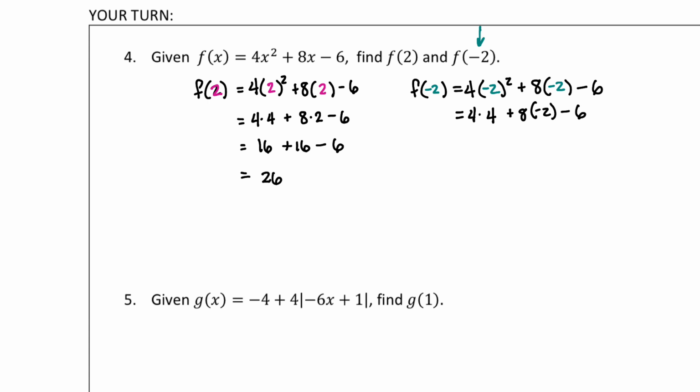So here we go. Now we're going to do the multiply. 4 times 4 is 16. 8 times -2 is -16. Bring down, subtract 6. 16 minus 16 is 0, minus 6 is -6. And we're done. Okay, so this is your answer that they're looking for.